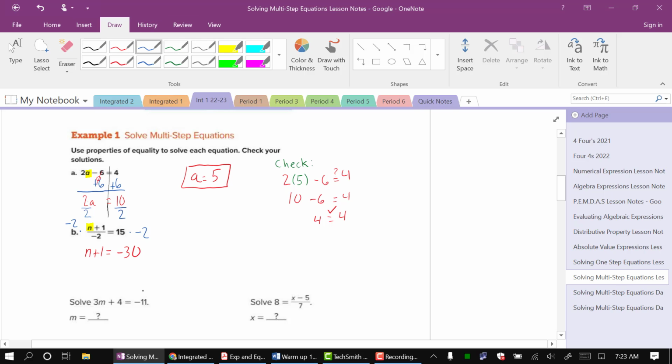Now I'm going to undo what's adding to the n. So I'm going to subtract 1 from both sides. That gives me n. Positive 1 and negative 1 is 0. Equals negative 30 minus 1 more, which is negative 31.